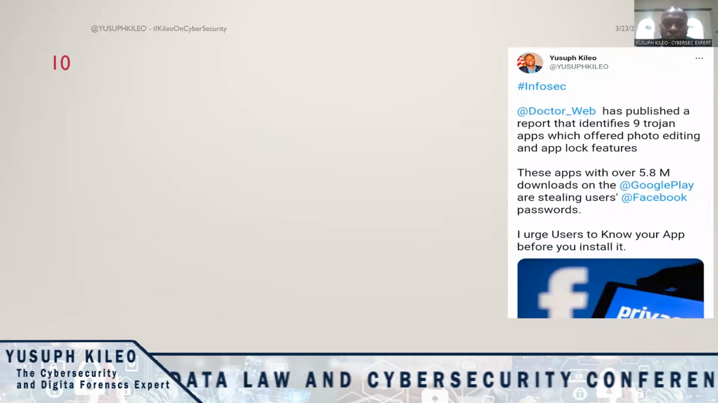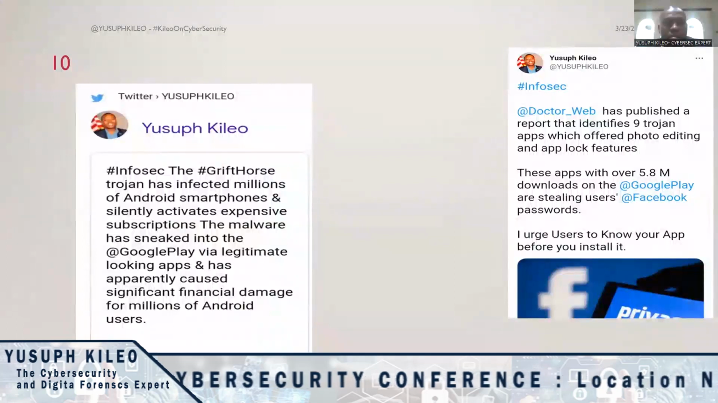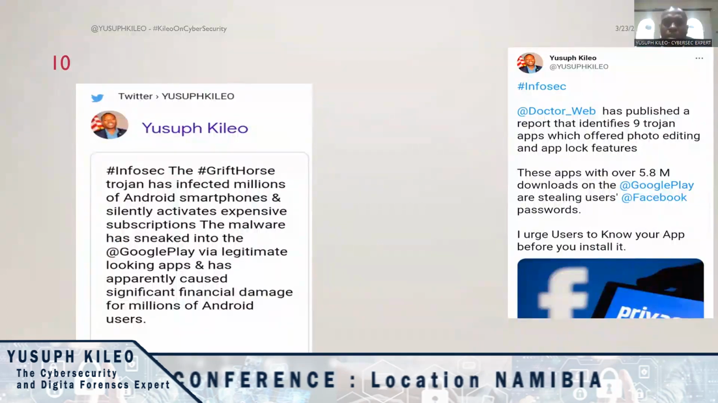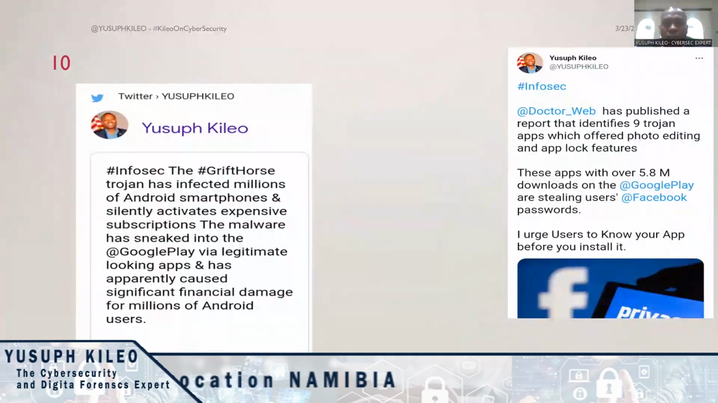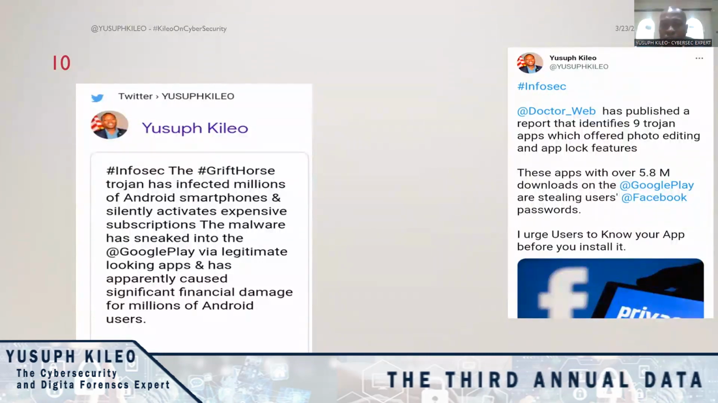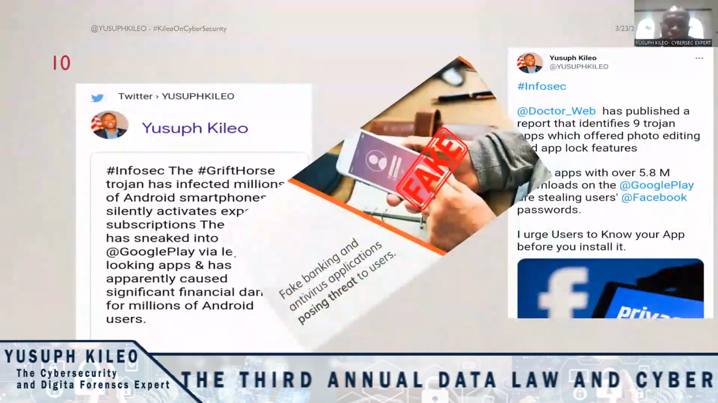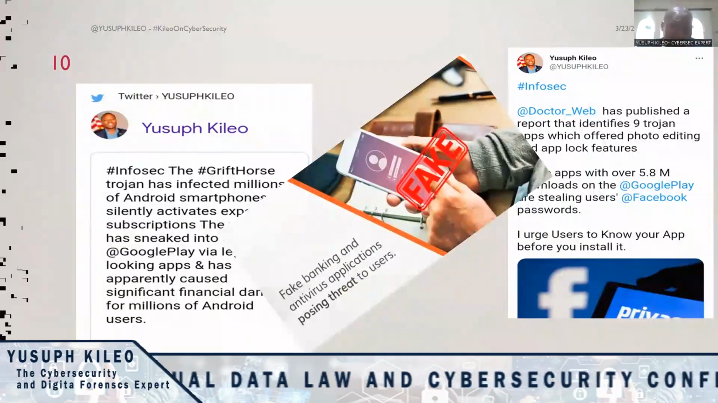So I ended up saying we ask people to install apps that they know about. And I also tweeted another time about 9 Trojan horses that affected Android smartphones. There were also those malware that sneaked into the Google Play Store as a legitimate app. And unfortunately, they had a significant impact on the financial well-being of those people who were affected. But also there was a certain headline on fake banking and antivirus applications posing threats to users.